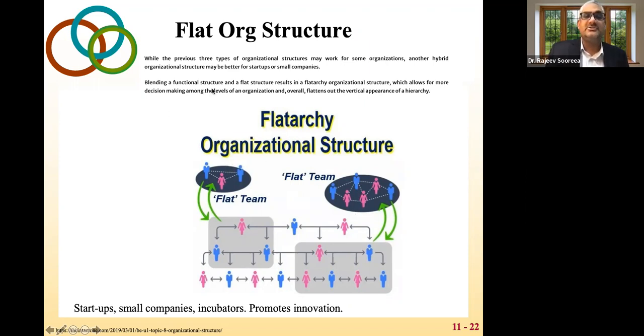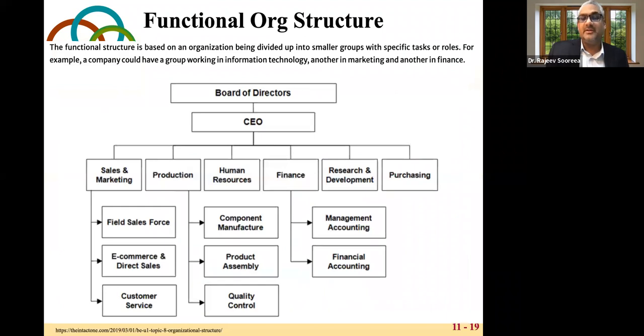It blends a functional structure and a flat structure, resulting in a flatarchy, which allows for more decision-making among the levels of an organization and overall flattens out the vertical appearance. So you don't have a hierarchy top to bottom. This one here is very top to bottom, so it's not a flat structure. It's a very hierarchical top to bottom structure.